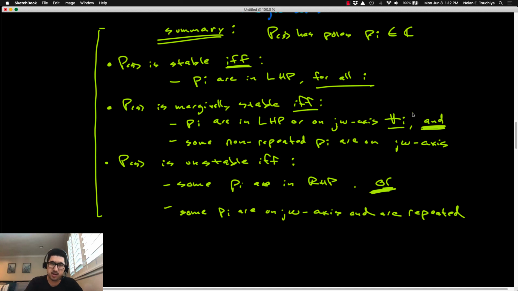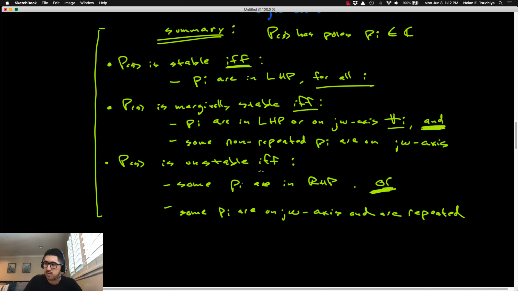they're either in the left half plane or on the imaginary axis, and there exist some non-repeated poles on the imaginary axis. Okay, so what that looks like is you might have 3 poles in the left half plane, and you might have 2 on the imaginary axis, and the ones on the imaginary axis are not repeated. Okay, it's an and statement, so these both have to be true.